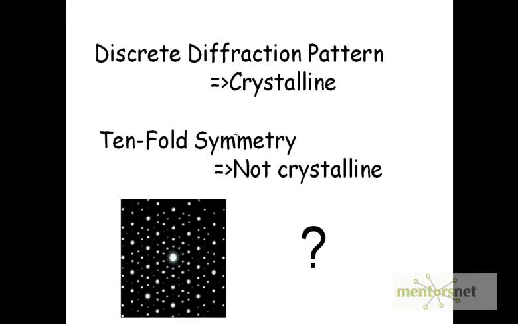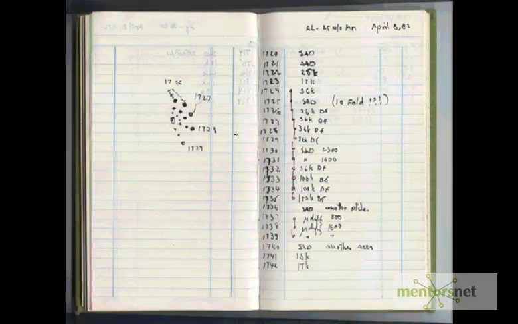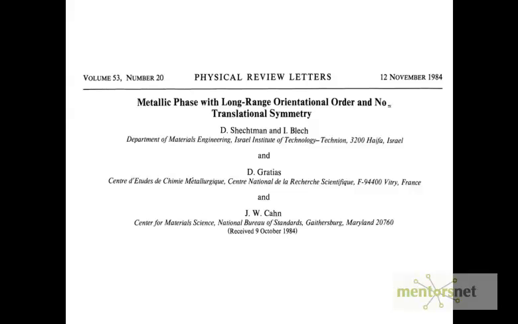The discrete diffraction pattern indicated to him that he was working with a crystalline material, but 10-fold symmetry told him, from the well-established theorems of crystallography, that the material he was working with was not crystalline. So what is it? He was surprised. Here is a copy of his original notebook showing that he was surprised to have a 10-fold symmetry. He has put up 1 exclamation mark followed by 2 question marks. Very, very, very surprised.